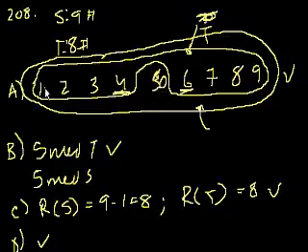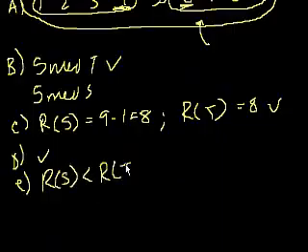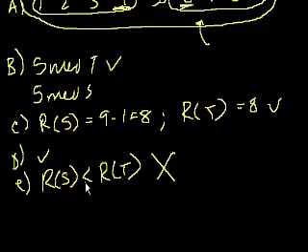But considering that all of these numbers in T are also in S, the difference between the highest number in T and the lowest number in T has to be less than or equal to the range of S. So they're saying the opposite: the range of S is less than the range of T. And we know this cannot be true because T is a subset of S. So the choice is E.